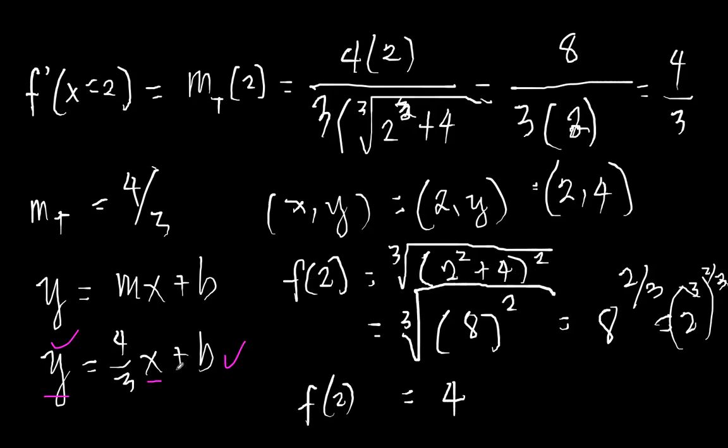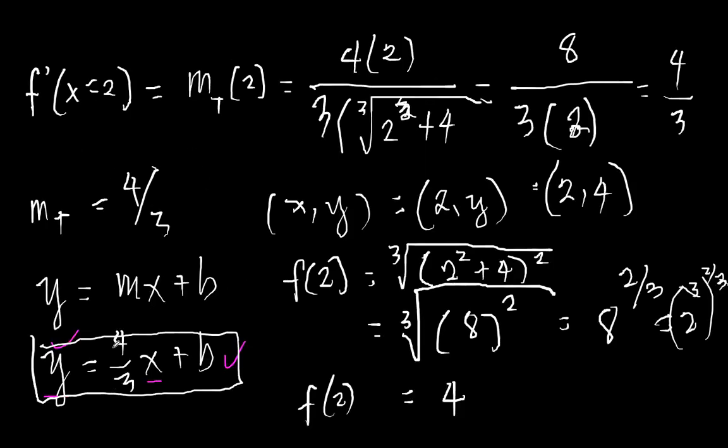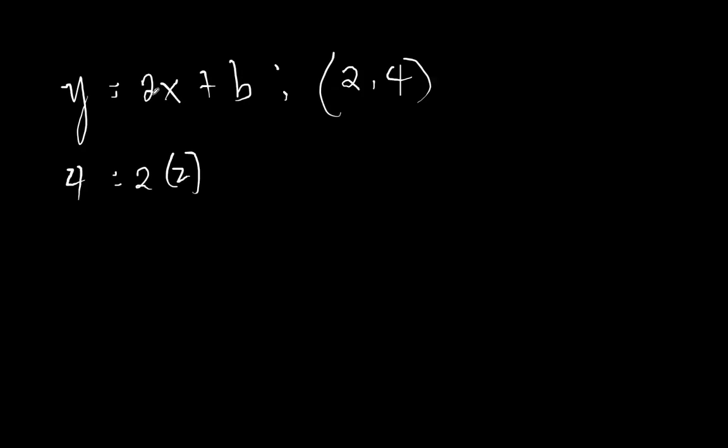So let's use this equation to solve for b. y is equal to the slope times x plus b. Again, we knew that the point is 2, 4. So 4 is equal to 2 times 2. Oh, here we go, the slope is not 2, it's 4 thirds. Okay, so this is 4 thirds, 4 over 3.